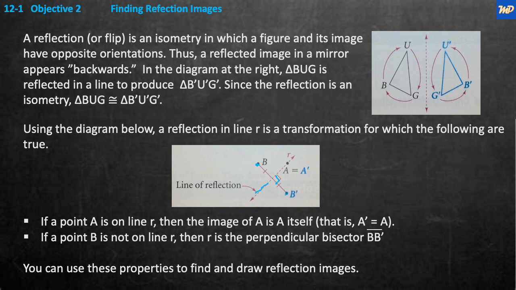You can use these properties to find and draw reflection images because you're going to look at a graph and say, oh, this point is over 2 spaces and up a space. And then over here, it's over 2 spaces the other direction, maybe up a space, or if you're flipping vertically, it could be over and down, or so you'll see it as we move forward.